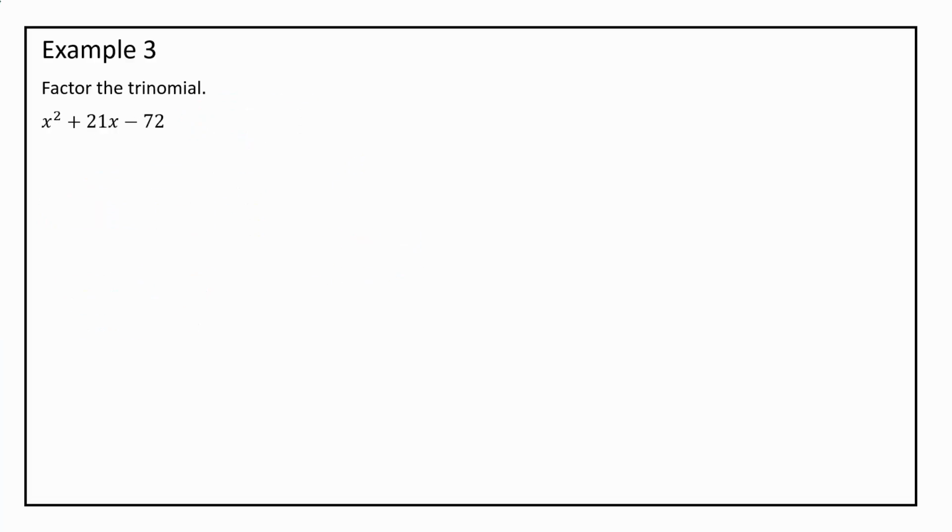Example 3, what multiplies to get -72 that adds to get 21? This one is a tricky one, or it might be a tricky one, because a lot of things go into 72. When you are faced with a number that has a lot of options and you don't think of the right one right off the bat, the best thing to do is make a list of pairs. And I personally do it very strategically.